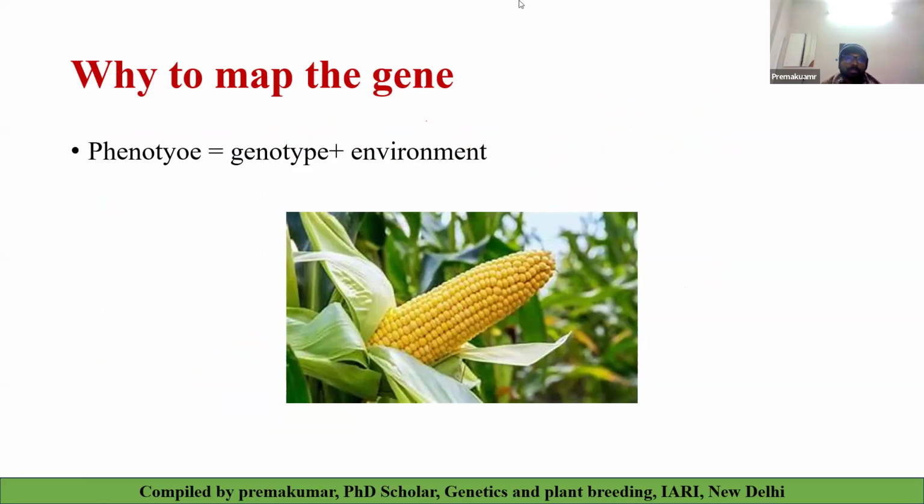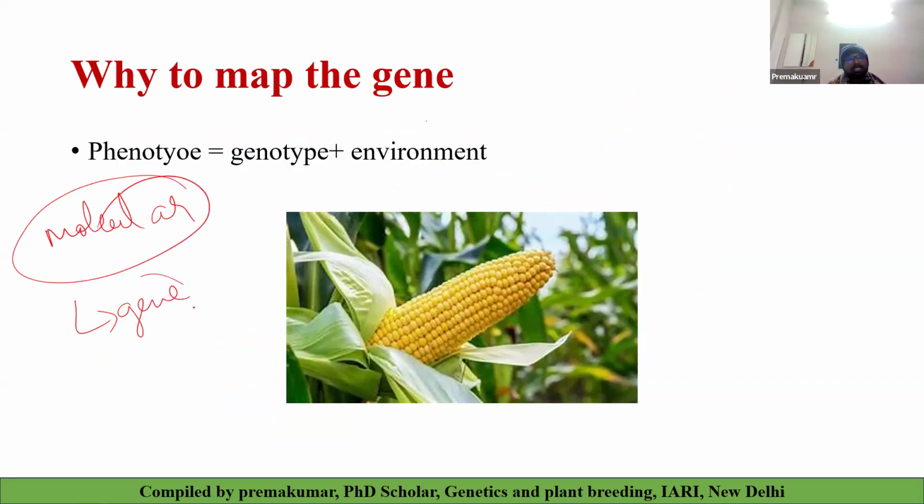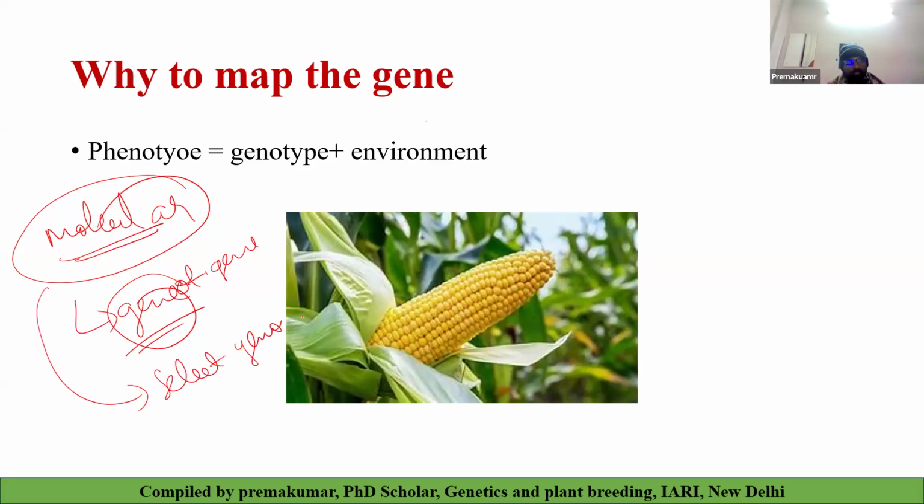For example, you take molecular markers. Molecular markers are genotype. They are present on the genome. If you select the molecular markers, we are selecting based on the genome. You are directly selecting the genotype, completely avoiding the environmental effect. Meaning P becomes equal to G.